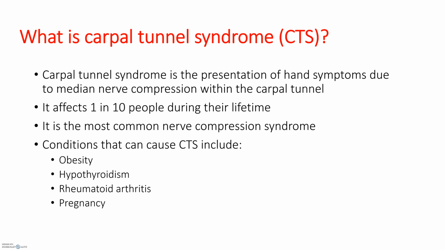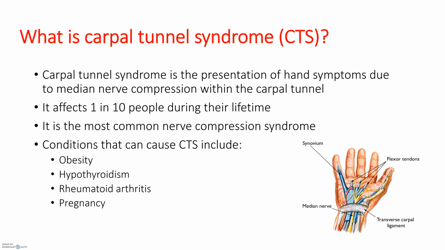So there are various conditions that can cause CTS. For example, you've got obesity, as we've mentioned before, hypothyroidism, rheumatoid arthritis, and pregnancy. These are all going to increase the risk of compression of the median nerve, with the transverse carpal ligament overlying it. This ligament forms the roof of the carpal tunnel, the rest formed by some of the bones of the hand.